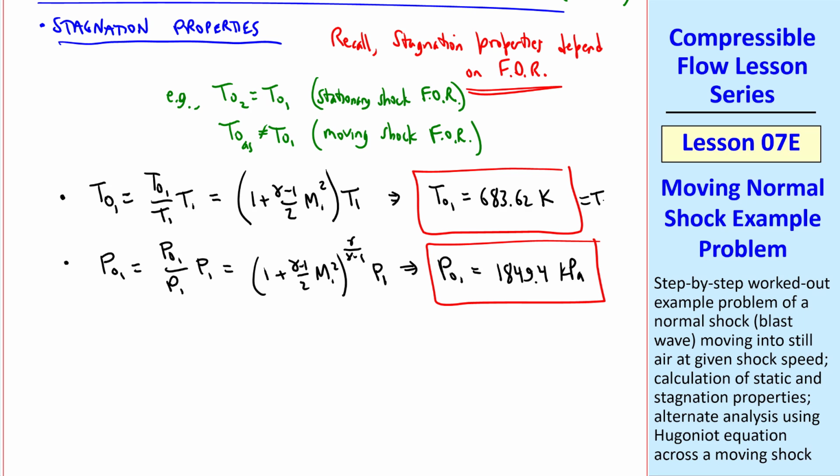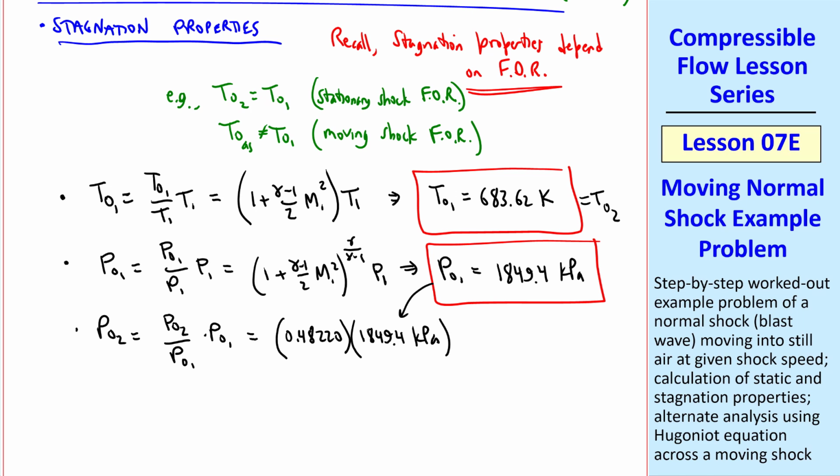And as I said, T01 is the same as T02, but P02 is P02 over P01, for which we have an expression, times P01, and from our equations, that ratio is 0.48220, and we plug in this stagnation pressure, P01, and we get P02 as 891.79 kPa. We're doing all this in the stationary shock frame of reference.